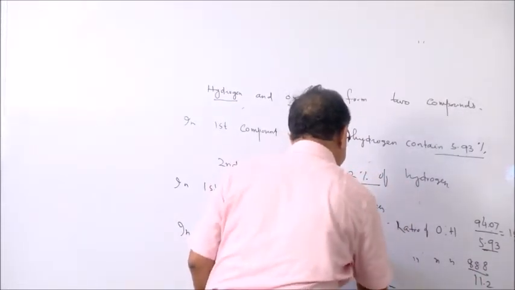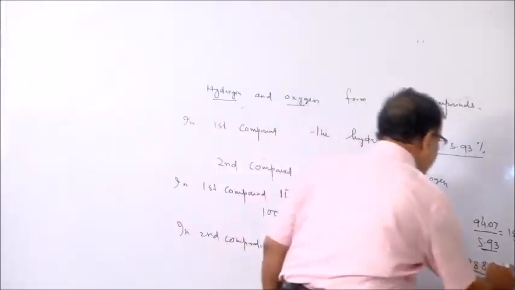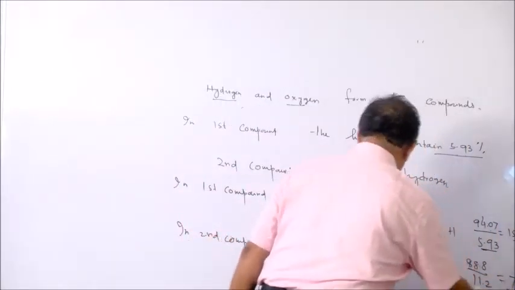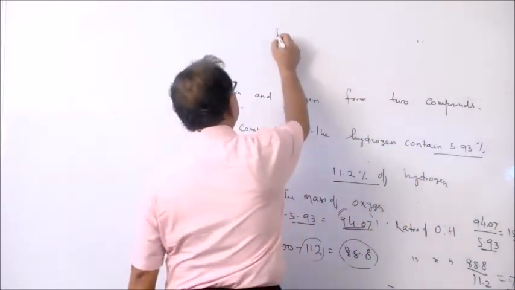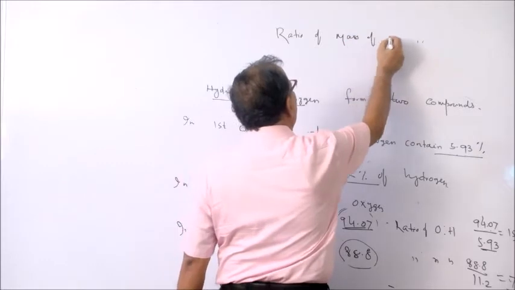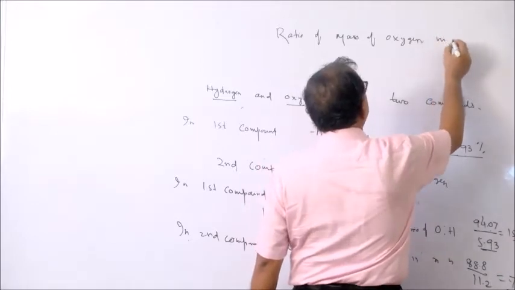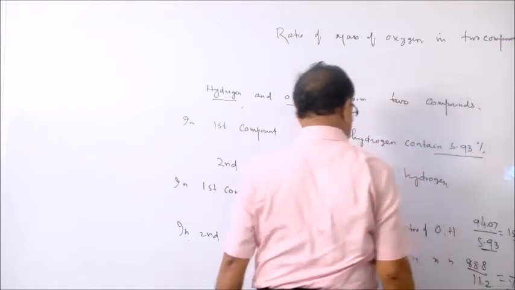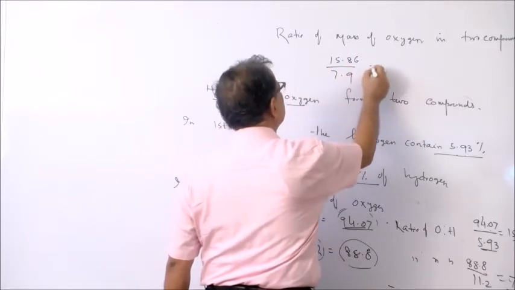It is 88.8. 88.8 by 11.2, so this will be 7.9. By 1, meaning the mass of hydrogen is 1. So the ratio of the mass of oxygen, with hydrogen remaining constant, in the two compounds is 15.86 by 7.9, which is approximately 2 by 1.